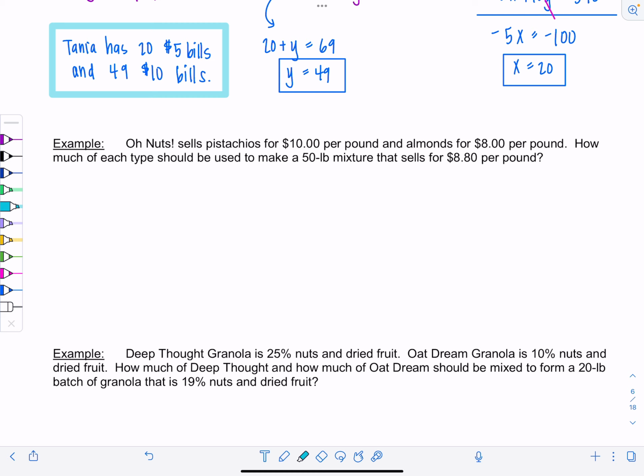You guys, this is a real company. For years when I would do this word problem, I didn't realize it. And then when I was on Amazon, I actually wanted to order some, I think it was pumpkin seeds, and it was Oh Nuts that had like the best value.